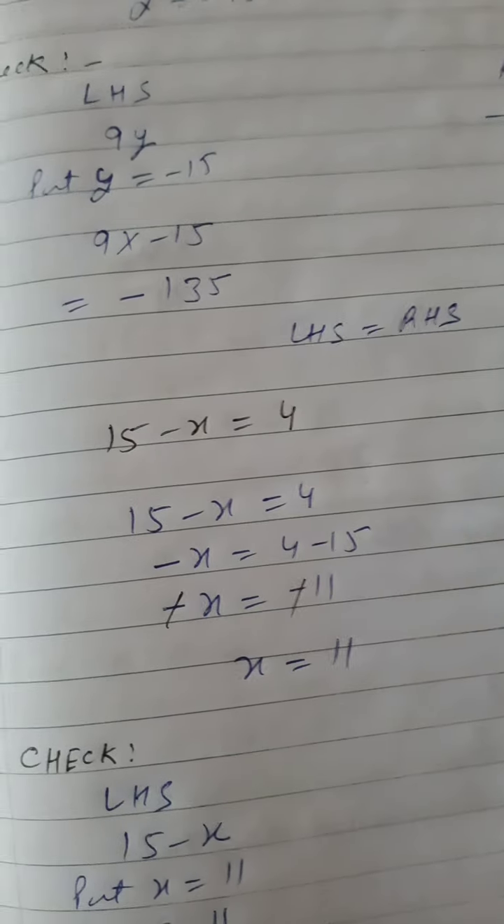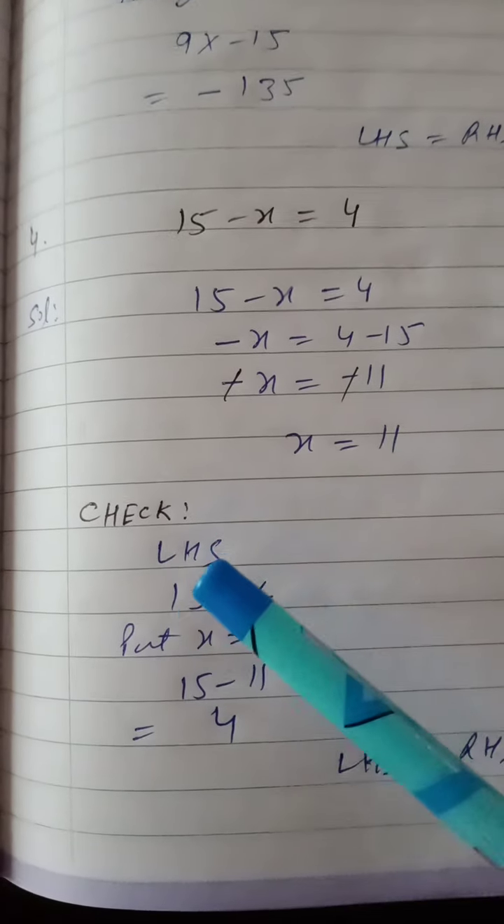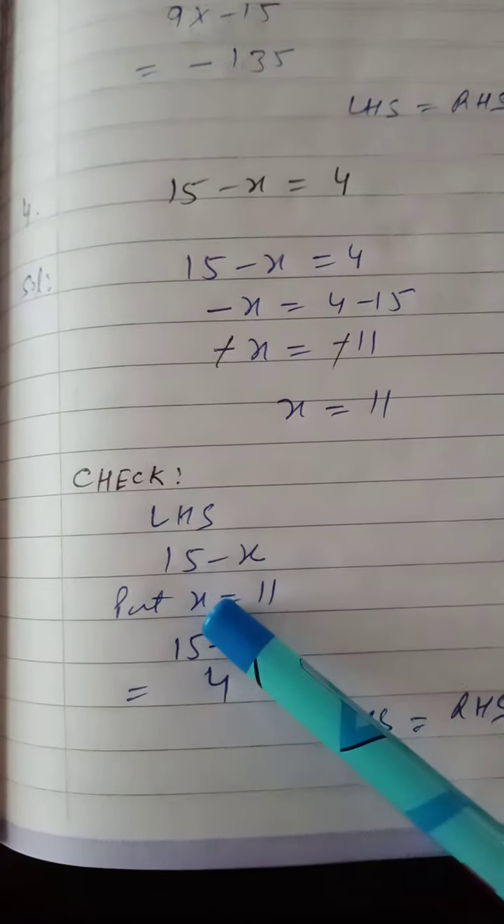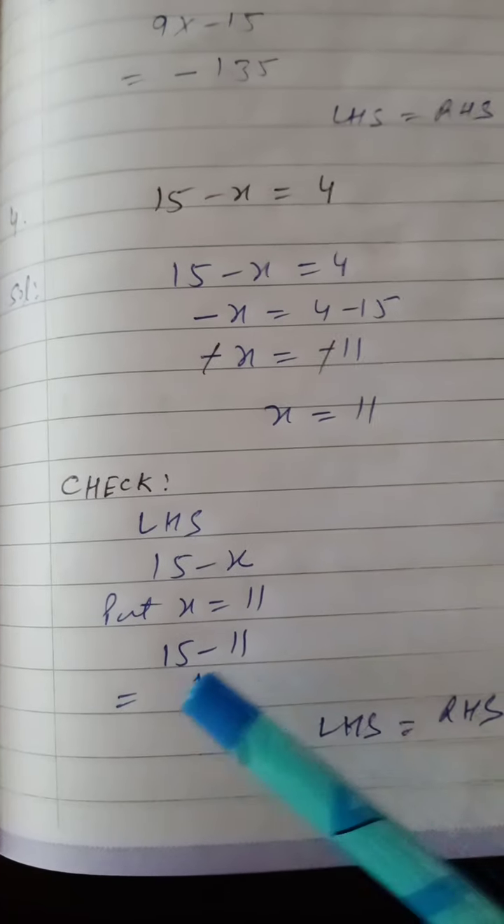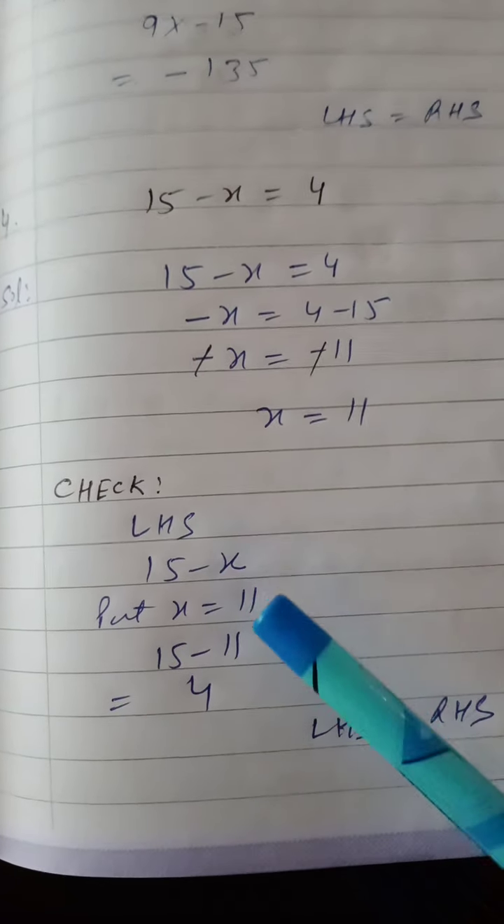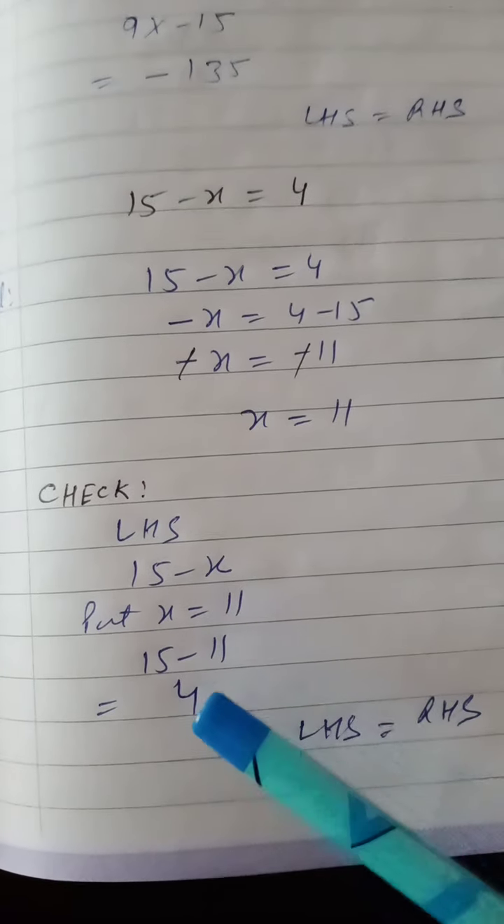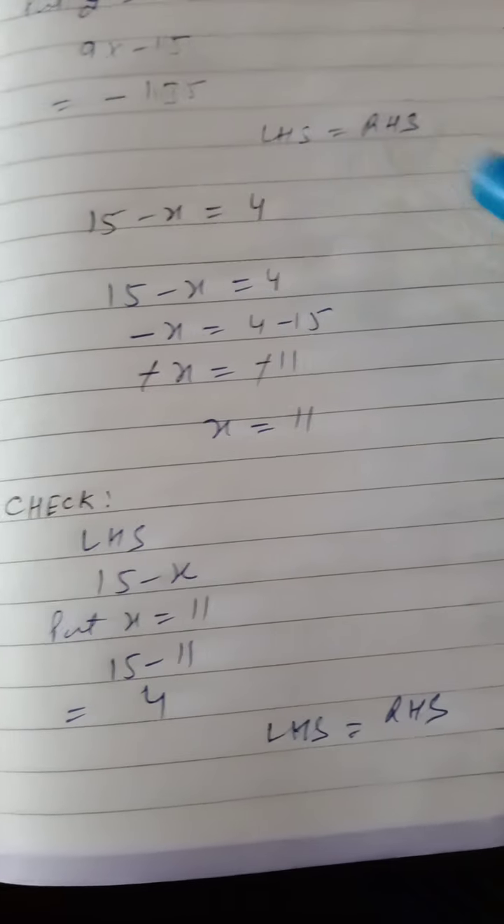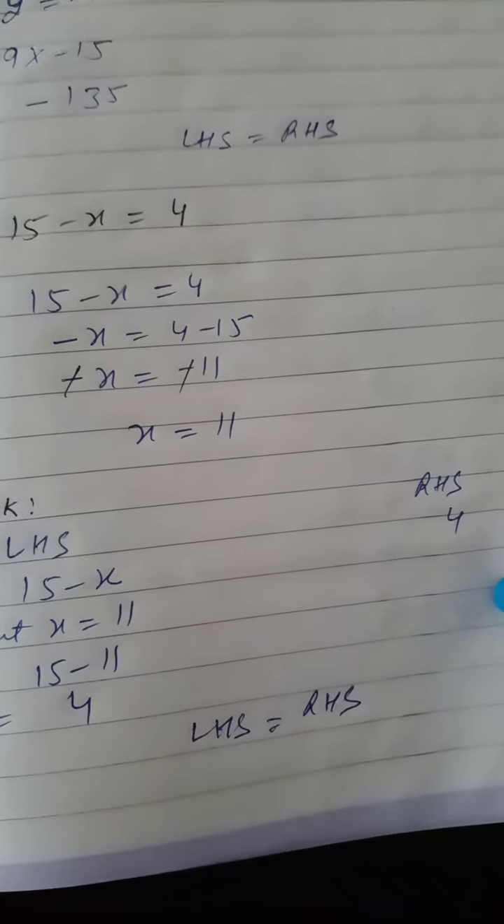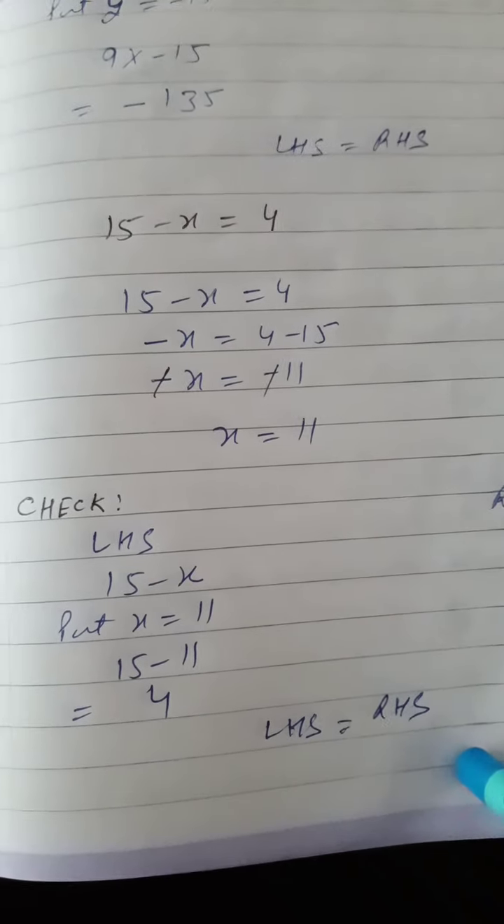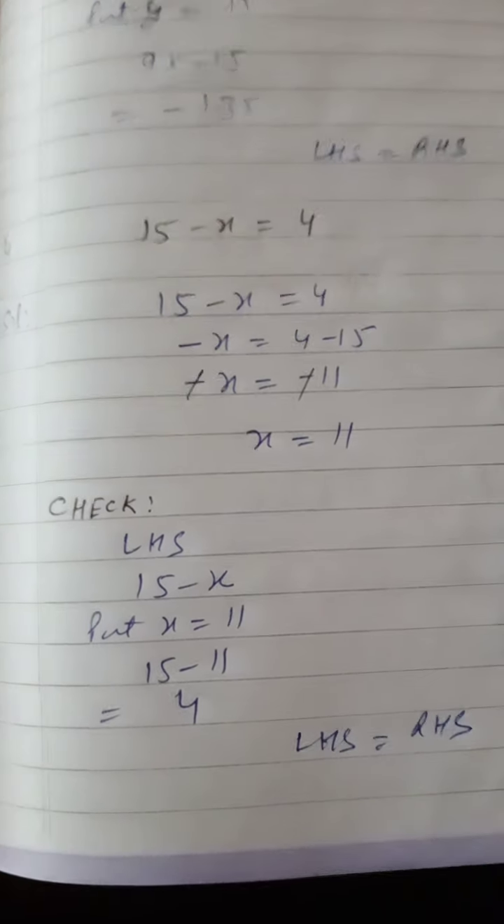Now we will check. Take LHS, that is 15 minus x. Now put x is equal to 11, this value. 15 minus x as it is, x will be replaced by 11, and 15 minus 11 is 4, and RHS was also 4. So both sides are equal, so we have calculated the correct value.